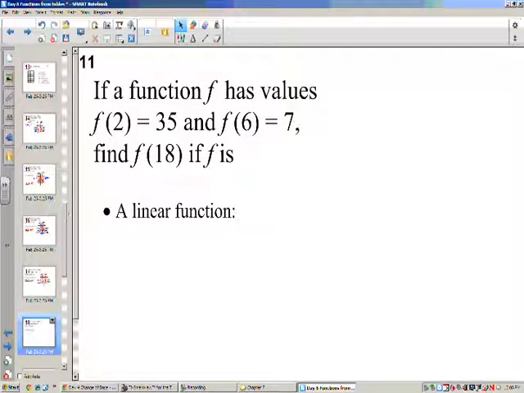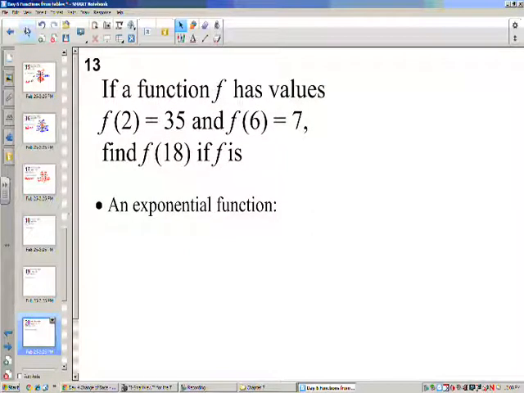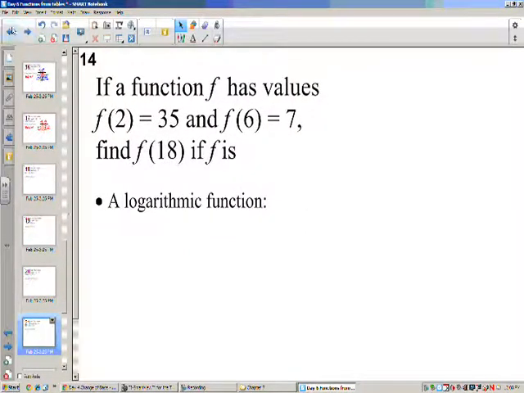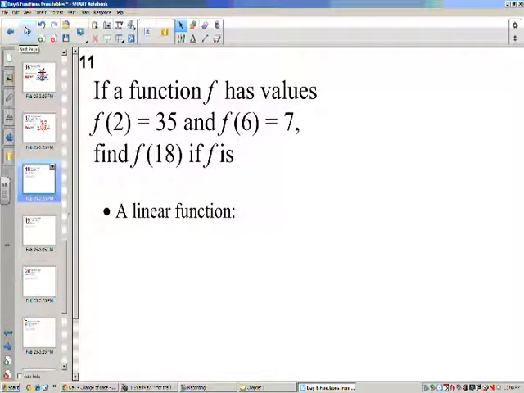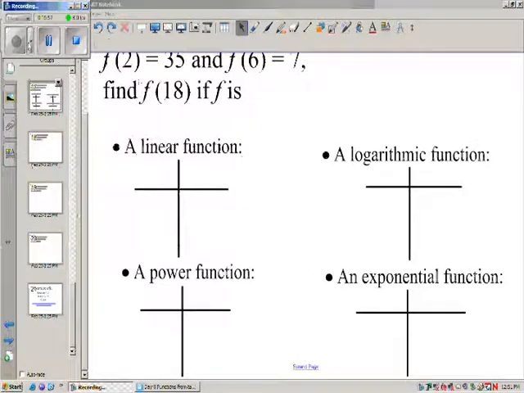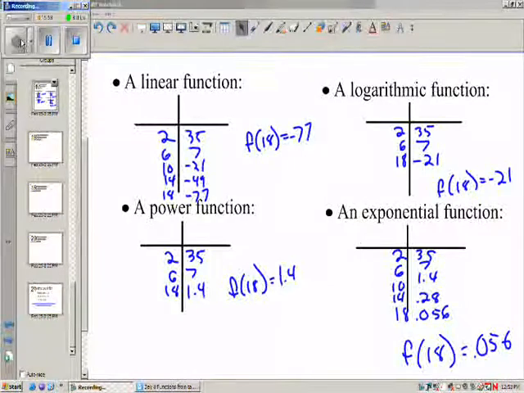Now, here is where we switch to a different type of function. And so I want you to try to do this one on your own. F of 2 is 35 and f of 6 is 7. Find f of 18 if it's linear, power, exponential, and logarithmic. So pause the video and see if you can do that on your own. All right, here are the answers. F of 18 equals negative 77 if it's linear. If it's power, f of 18 equals 1.4. If it's exponential, f of 18 equals 0.056. And if it's logarithmic, f of 18 is equal to negative 21.